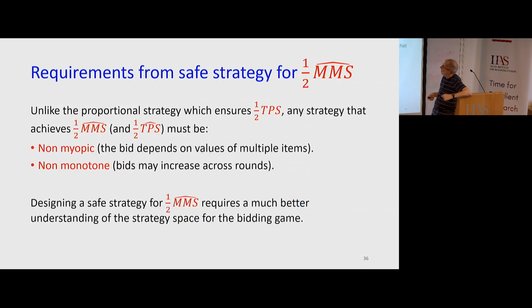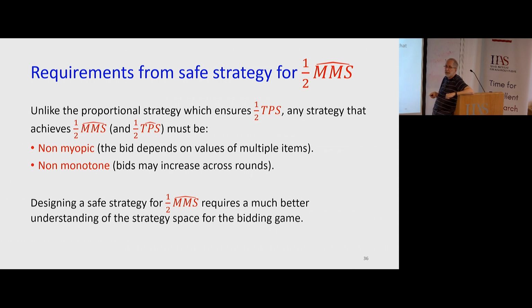Okay? So now, what are the requirements? If we can try to think of strategies and see counterexamples why they don't work and so on, if we want to achieve half of MMS hat. So unlike the proportional strategy, which gives us half of the TPS, any strategy that achieves half of MMS hat, we can prove, has to have the following properties. They are not sufficient, but they are necessary.